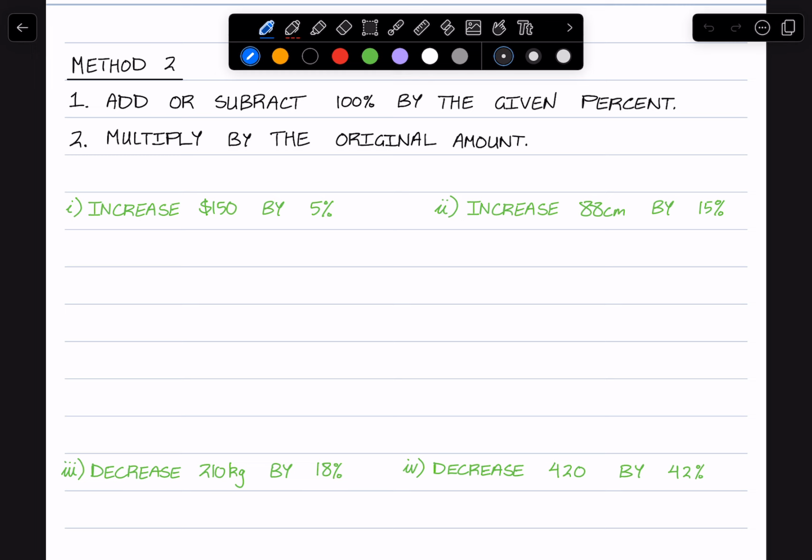Hello class, this is a video tutorial on increasing or decreasing an amount by a percentage. In this video, we'll be looking at an alternative method where we actually add or subtract 100% by the given percentage, and then we multiply by the original amount.